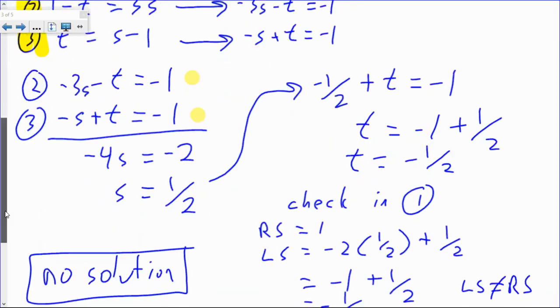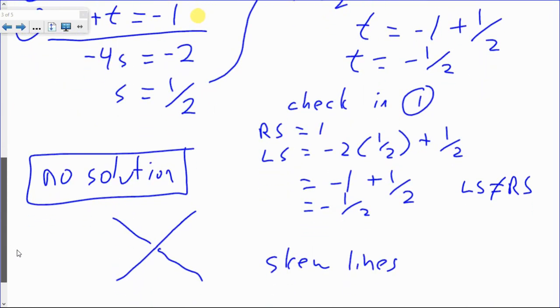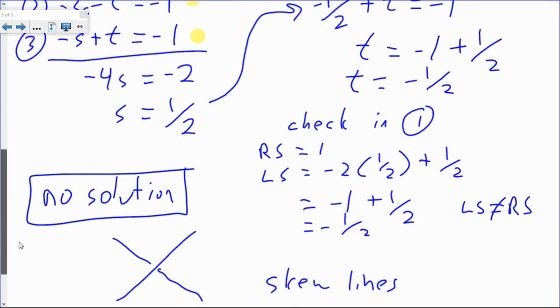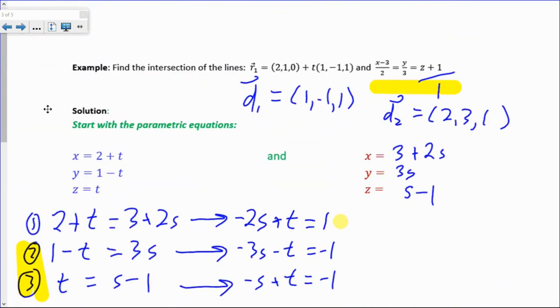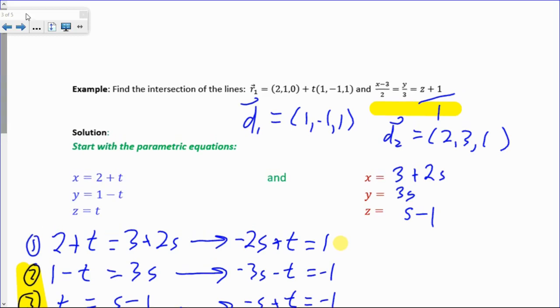So there are other possibilities, of course, for three-dimensional lines. They might not intersect at all because they're parallel. Hopefully we would see that if we looked at their direction vectors. And they will also intersect at an infinite number of points if they happen to be the same line. And hopefully you would be able to figure that out as well. I'm going to leave those for you to try on your own.